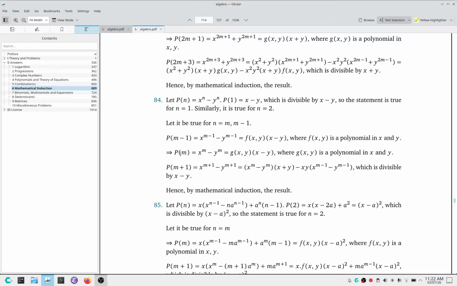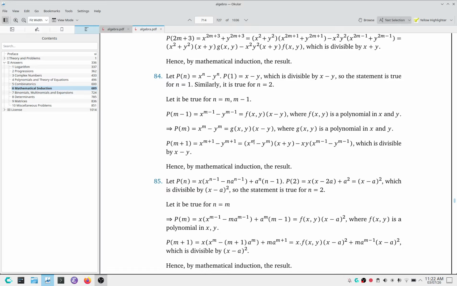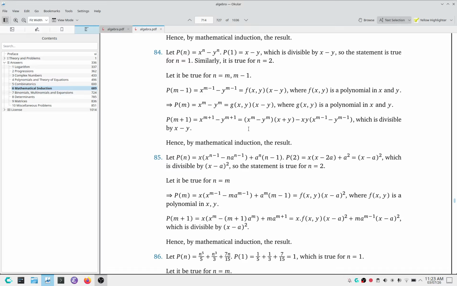And we put n is equal to m, we get p of m is equal to x raised to the power m minus y raised to the power m is equal to g of xy times x minus y, where f(x,y) and g(x,y) both are polynomials in x, y. So we have now p of m plus 1, we get x raised to the power m plus 1 minus y raised to the power m plus 1 is equal to x raised to the power m minus y raised to the power m times x plus y, minus xy, x to the power m minus y minus y raised to the power m minus y, which is divisible by x minus y, and by induction we have the result.